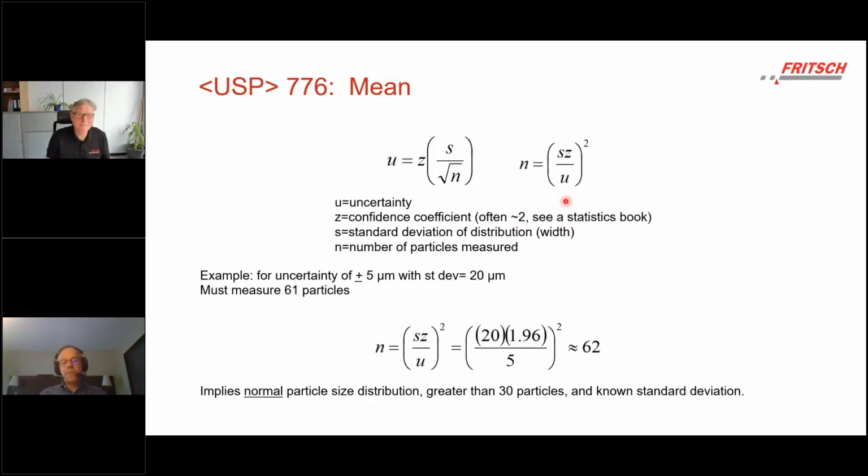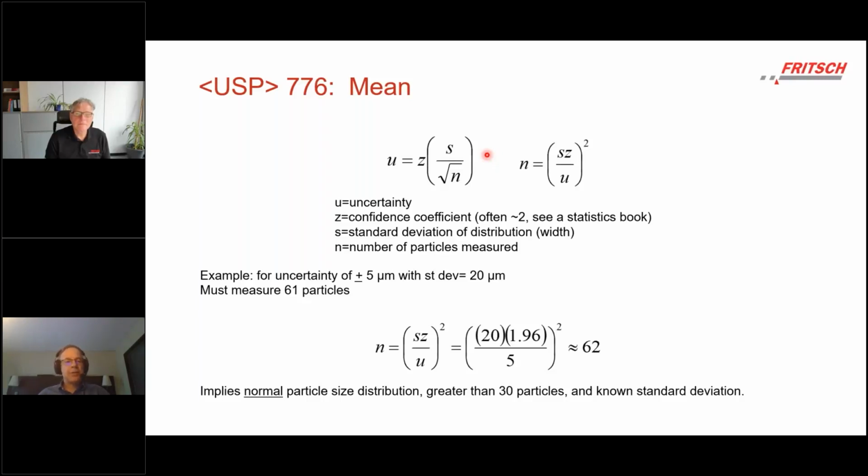There's one rule that I like, which is in USP 776, which tells me how many particles to use to find the mean size if I have a desired uncertainty and I know the width of my size distribution as a standard deviation. And I have a confidence coefficient, and I can use this equation and extract out the number of particles measured.